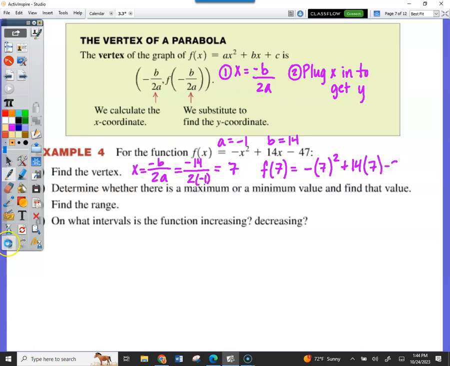Should be a 4. I don't know. Did you get 2? Or some more confirmation? Yes, ma'am. The answer was 2. All right. So the vertex is what? 7, 2.